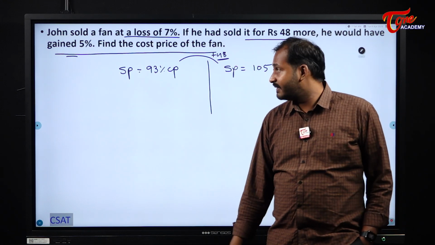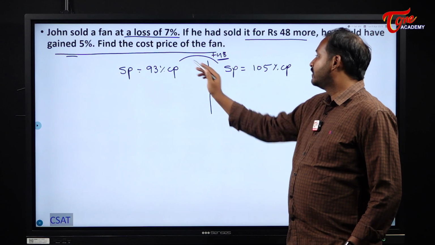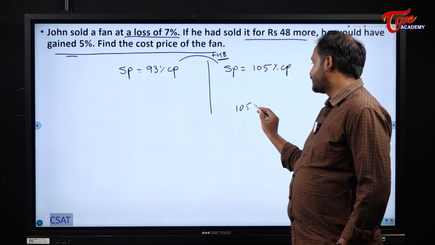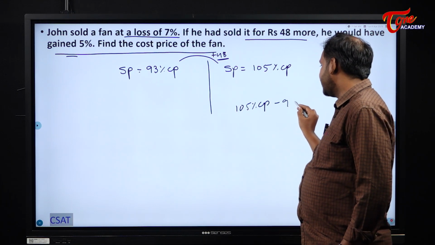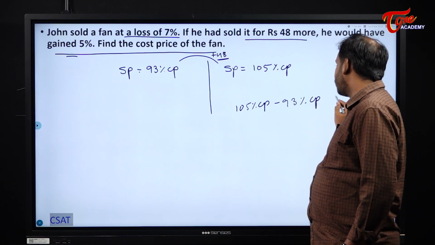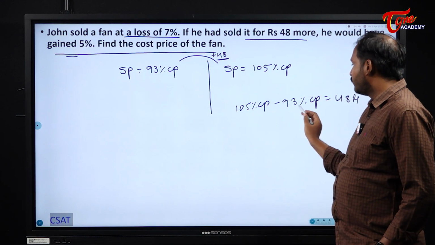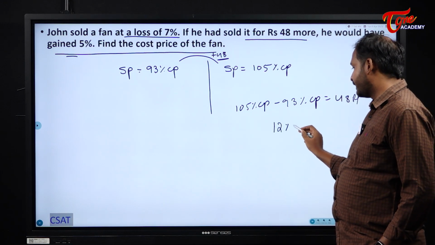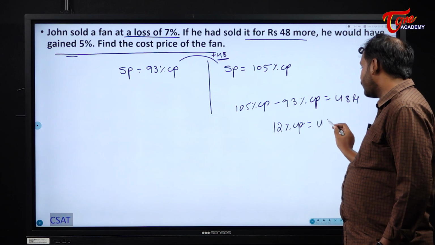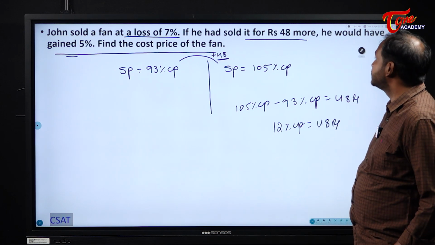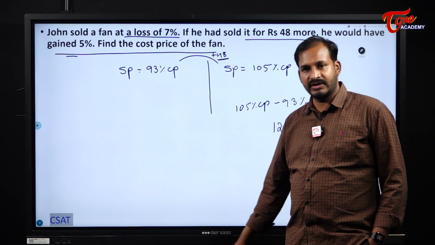48 rupees. That means, see here, students, 105% of CP minus 93% of CP. This is equal to what? 48 rupees according to the given question itself. So now what it becomes? 12% of CP will be equal to for me what? 48 rupees. What did they ask us? What is the cost price of the fan?